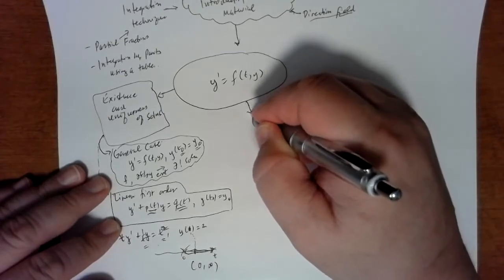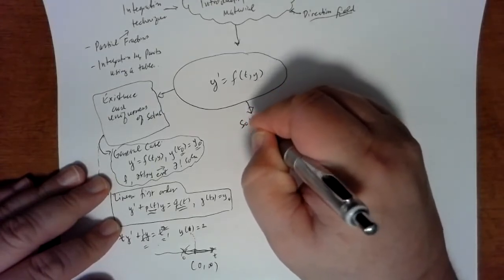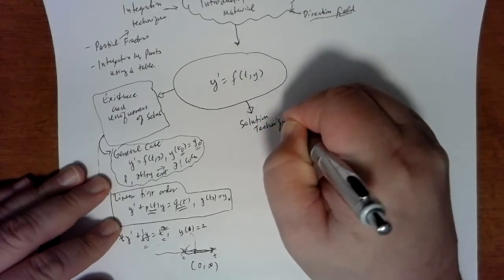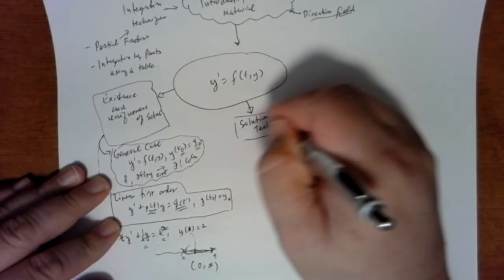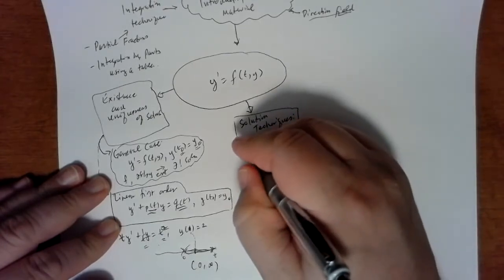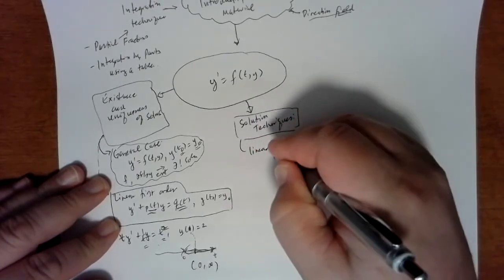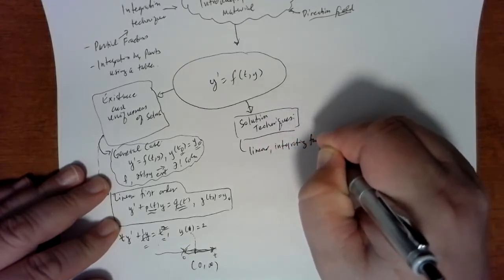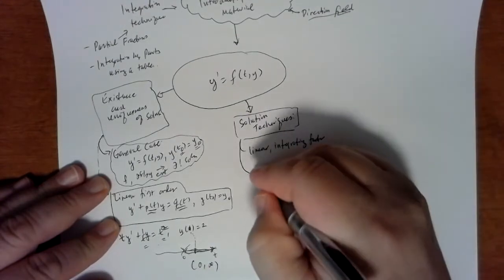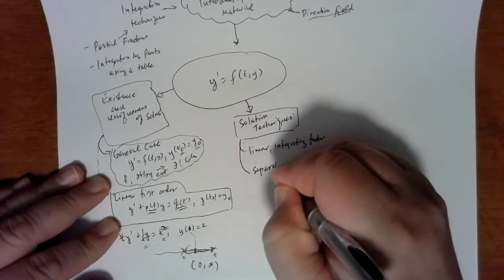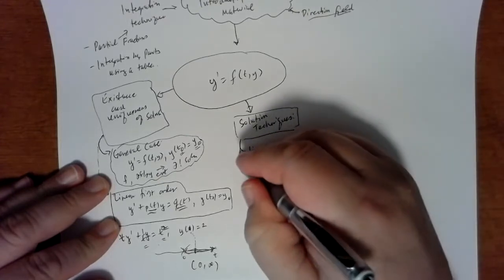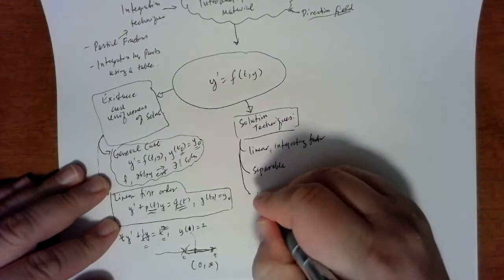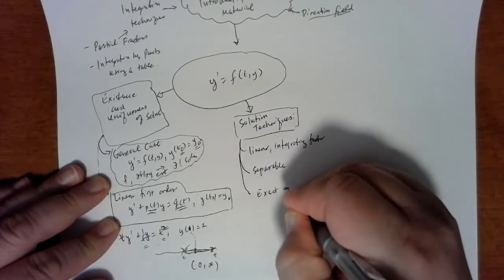Then we can think of a solution technique. So if a solution exists, what is it? Solution techniques. What kind of techniques do we have so far? We only have a few. We have linear with an integrating factor. Right, what other techniques do we have? Separable. And then, is there another one? Exact equations.